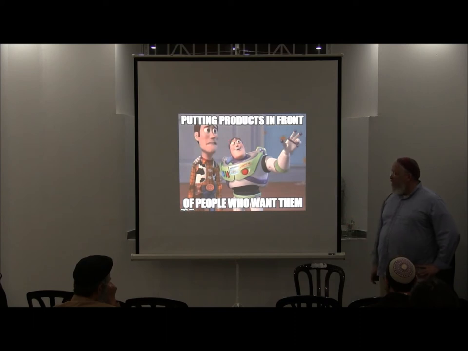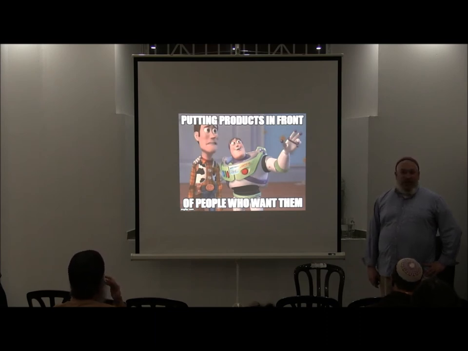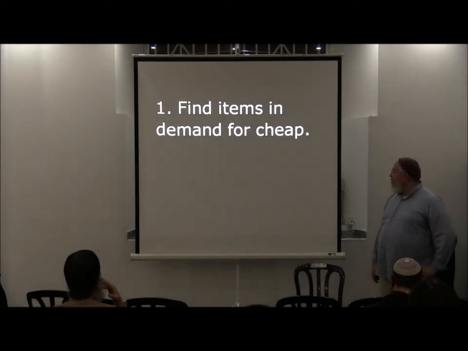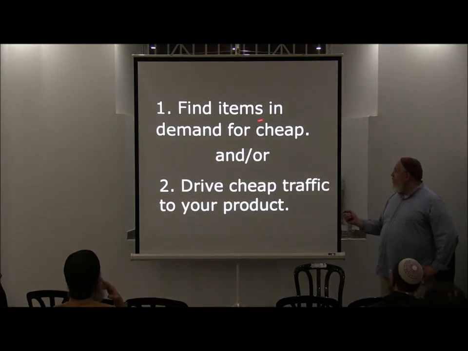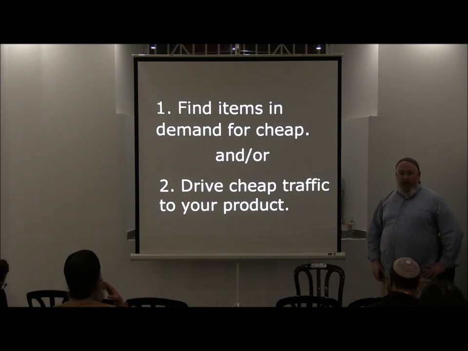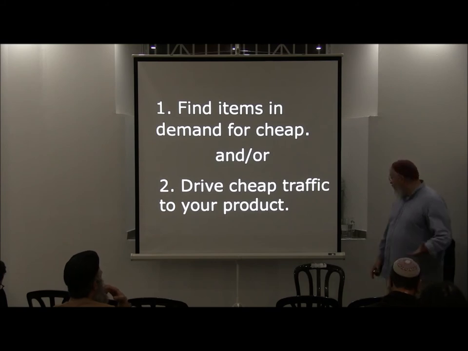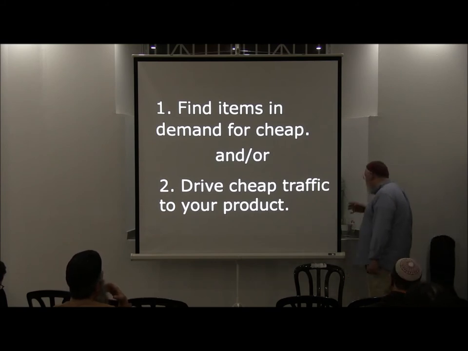So let's take Buzz Lightyear, and we know people that are fans of Buzz Lightyear. We're going to put it in front of those people's faces at a good price, or with some type of bundle, or with a t-shirt, or with some signature on it, and they're going to sell themselves. And there's two ways of doing it. The first is to find items in demand for cheap, which we've seen a few examples of already. The second is to drive cheap traffic to your product. Now when I say drive cheap traffic, everyone knows what I'm talking about, right? No? Okay, good. Drive cheap traffic, it's hard for me to say.